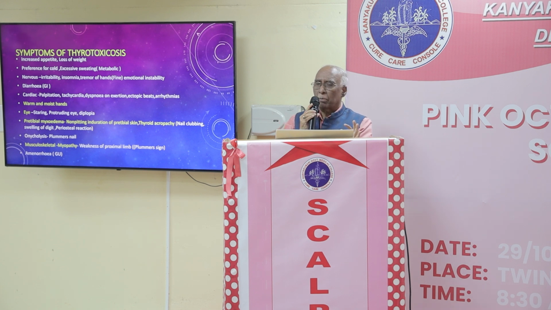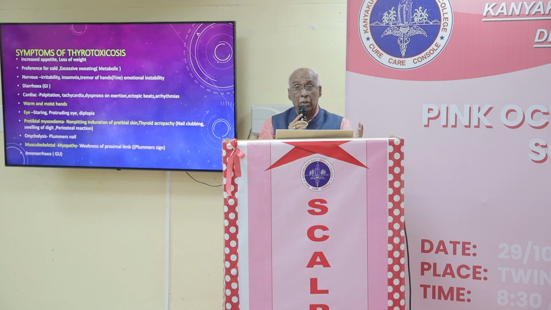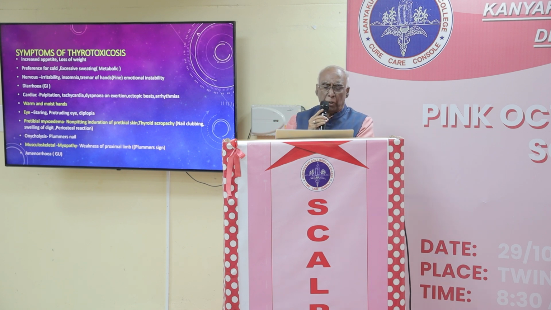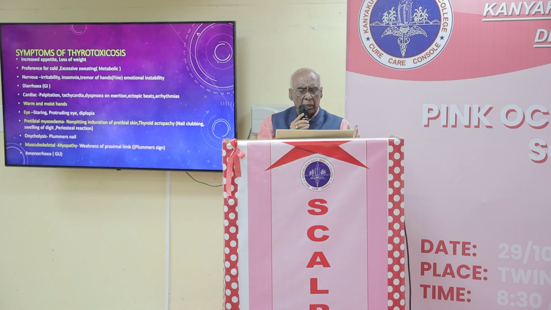You know that primary thyroid toxicosis is an autoimmune disease. So it can affect any organ, including lymphatic organs. You may get lymph node enlargement, you may get splenomegaly. All those things are possible in primary. Onycholysis is otherwise called Plummer's nail, where the tip of the nail gets separated from the nail bed. So that is called onycholysis. It is also called Plummer's nail. Have you heard of Plummer?